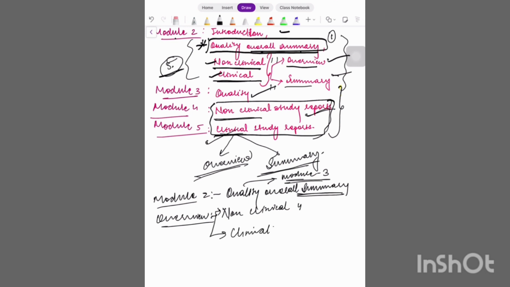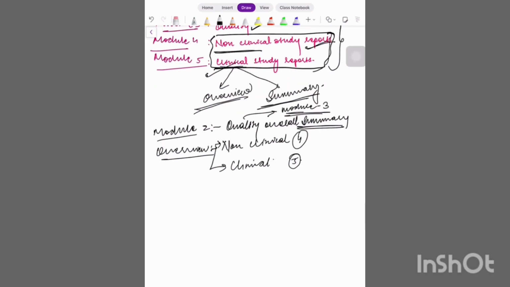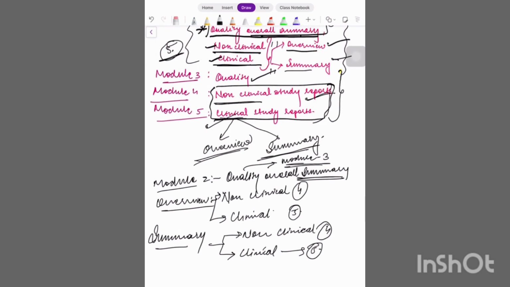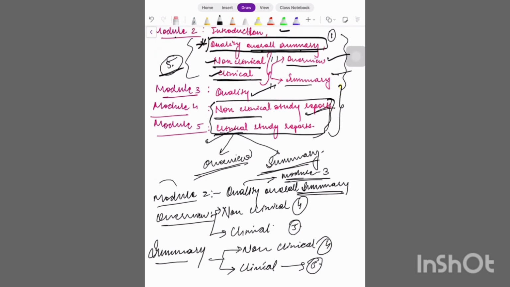This is module 4 and this is module 5. Then if we talk about the summary, in the summary we get the non-clinical summary and the clinical summary. So again, non-clinical is mentioned in module 4 and clinical in module 5. This way you will remember what the contents of module 2 are, and in this way you will remember what the contents of modules 3, 4 and 5 are.